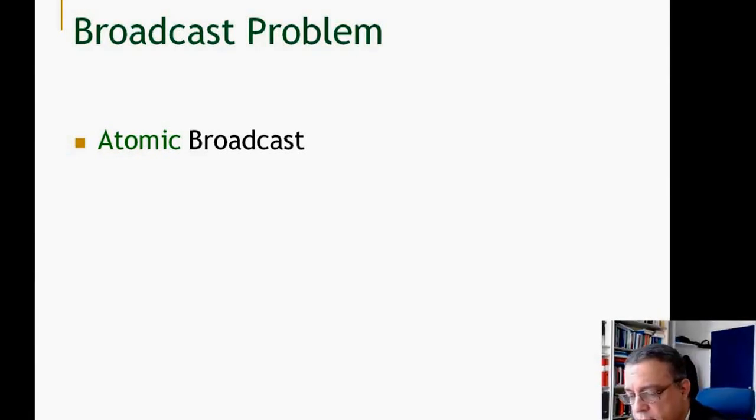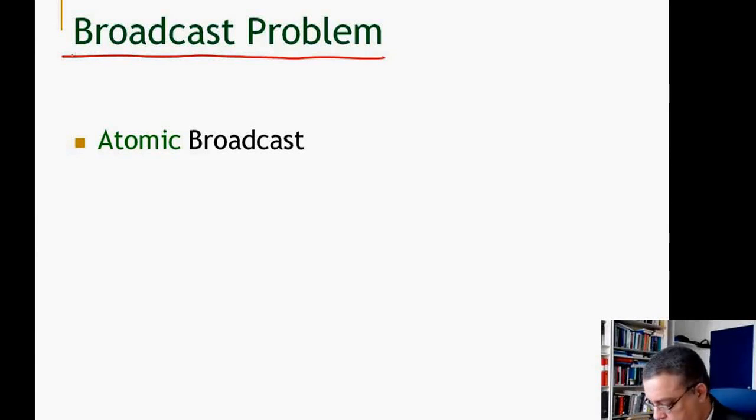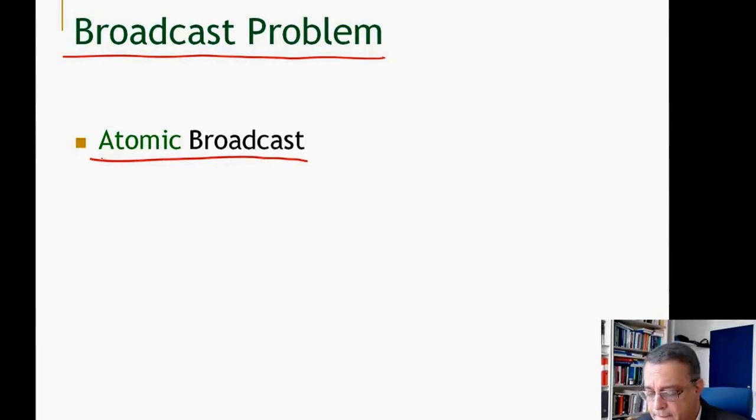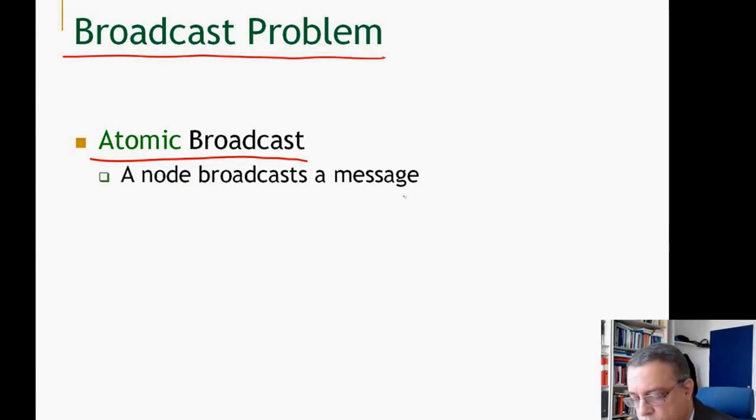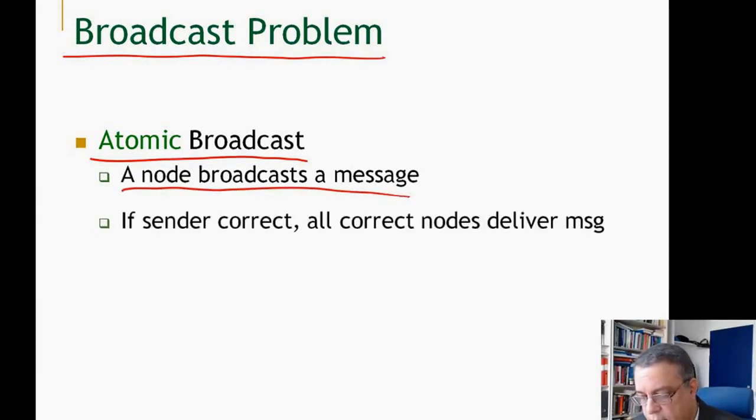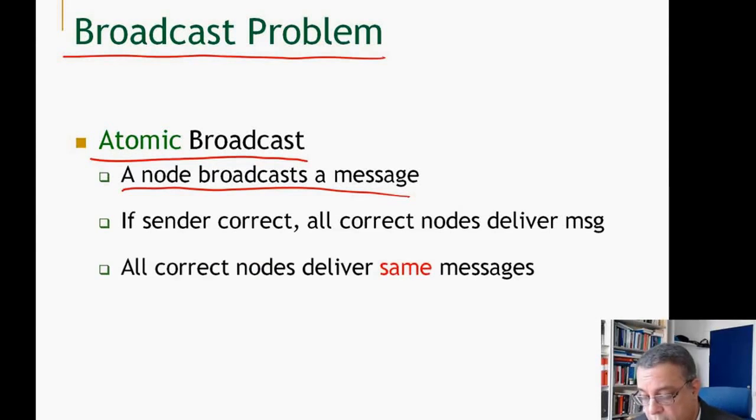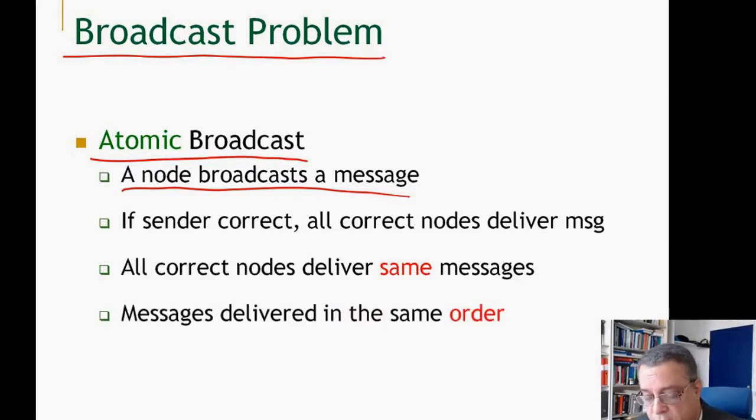Another problem is broadcast, where in particular we are talking about atomic broadcast. In this case we have a set of nodes. Any node can broadcast a message, and this message should be delivered to all the nodes in the system. So we have a node broadcast a message, and if the sender does not crash, all correct nodes deliver the message, and all correct nodes deliver the same messages. But more importantly, all correct nodes deliver the messages in the same order.